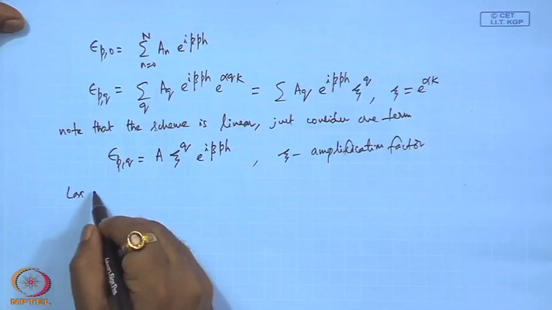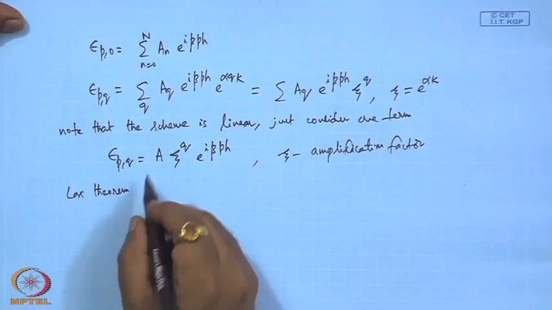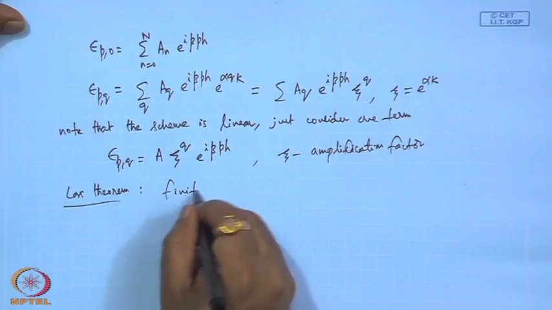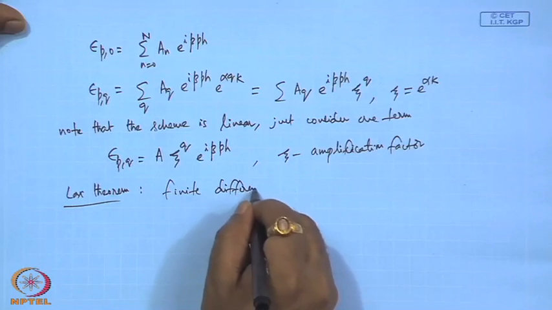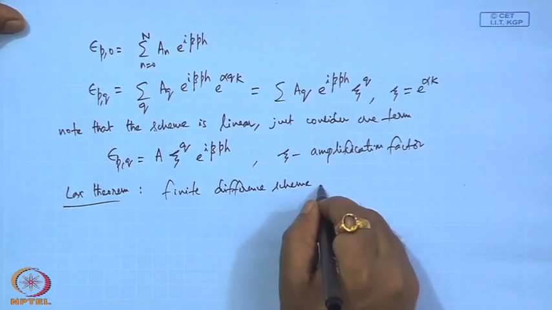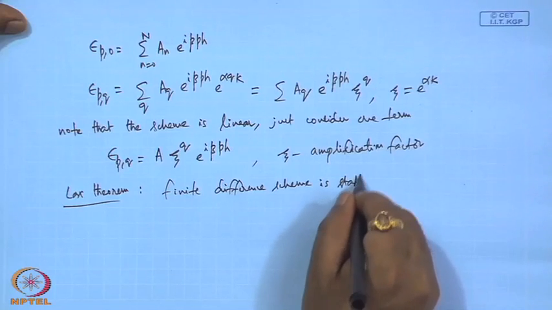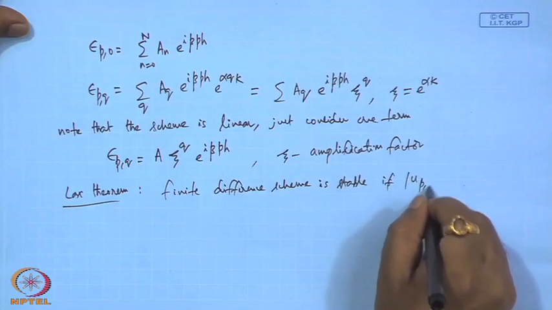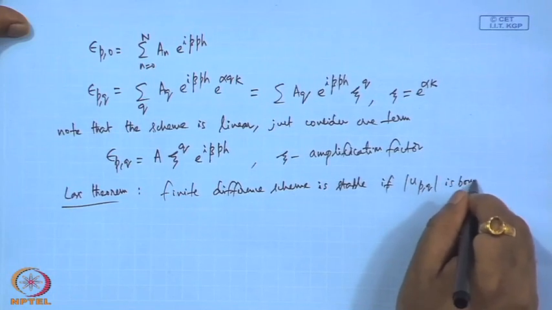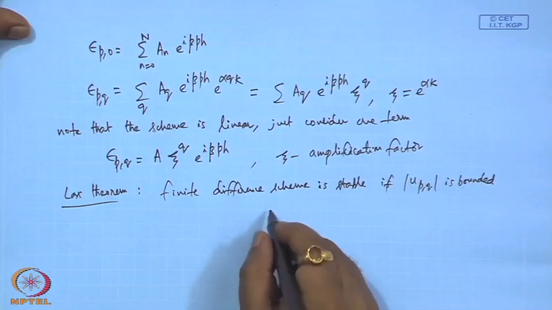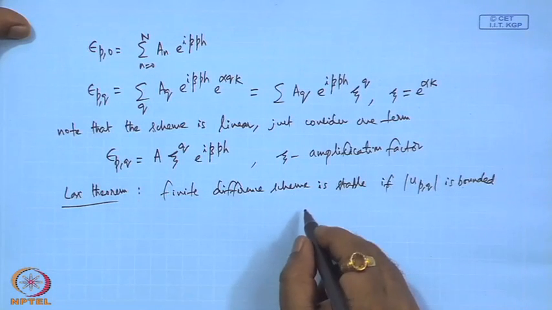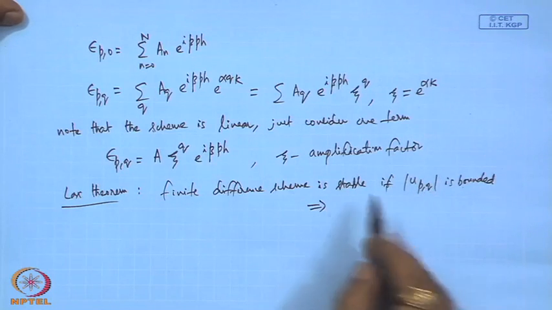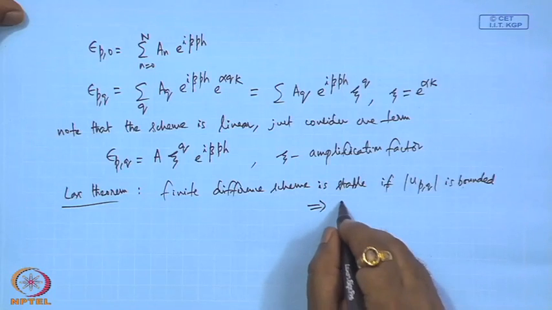Now, Lax's theorem says a finite difference scheme is stable if mod u p q is bounded. So, accordingly this is bounded only when the corresponding condition on the amplification factor holds.